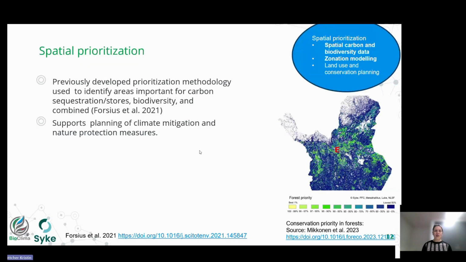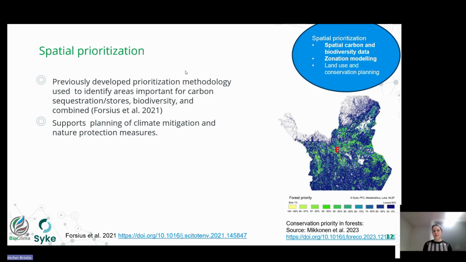So then to the next step, the spatial prioritization that we are aiming at. There we will use previously developed prioritization methodology that is used to identify areas important for carbon sequestration and stores and biodiversity and combined. And this should then support planning of climate mitigation and nature protection measures. I show here one figure on the right side that provides information that we already have at our institute.